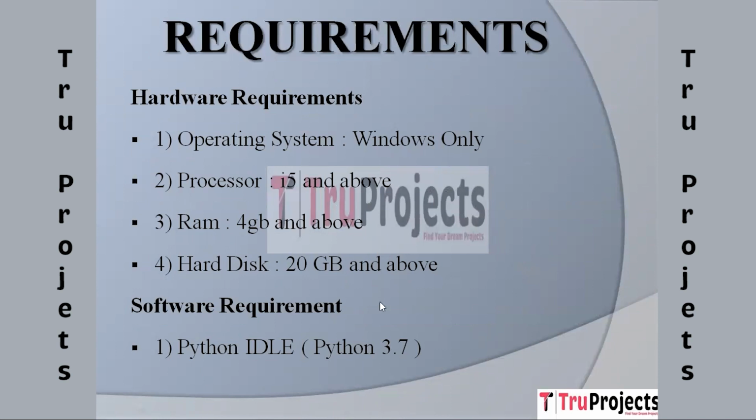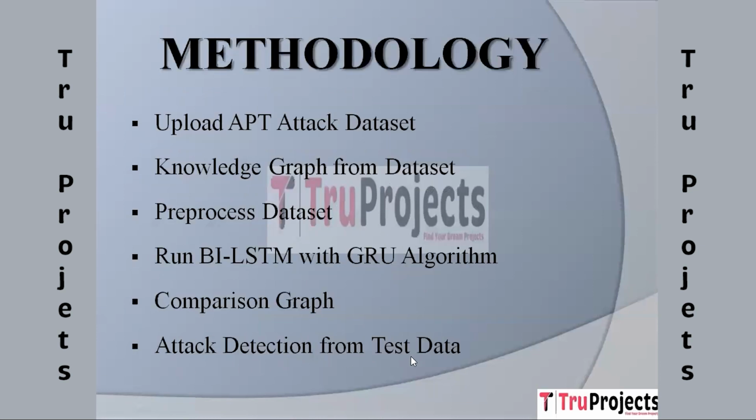Requirements. These are the requirements needed to execute this project. Hardware requirements: operating system of Windows, processor of i5 and above, RAM of 4 GB and above, hard disk of 20 GB and above. Software requirements needed are Python, ideally of Python 3.7 version. To execute this project, we have designed the following modules.